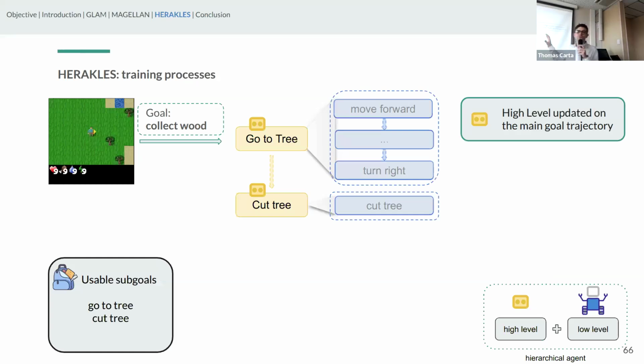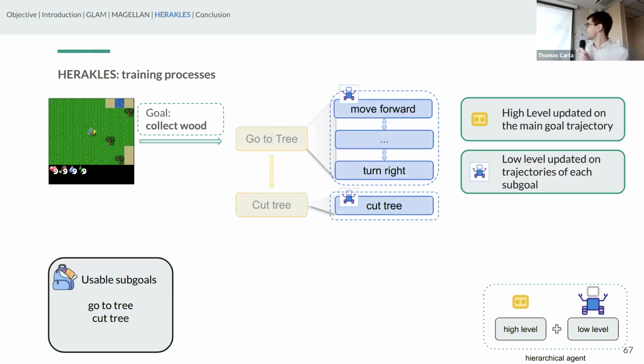So we'll expose here the three training processes that occur in Heraclis. The first one is the training of the high level. The high level just breaks down the goal into sub-goals among the usable sub-goals. For instance, collect food is broken down into go to tree and cut tree. And it is trained on an RL procedure. Then the low level is trained on each of the sub-goal trajectories, for instance, the trajectory for go to tree and the trajectory for cut tree.